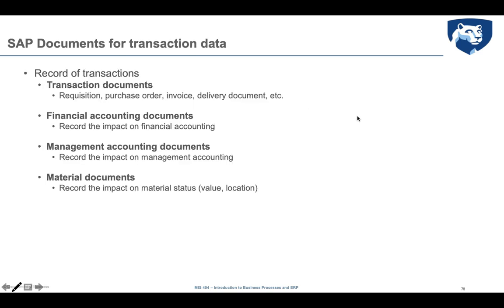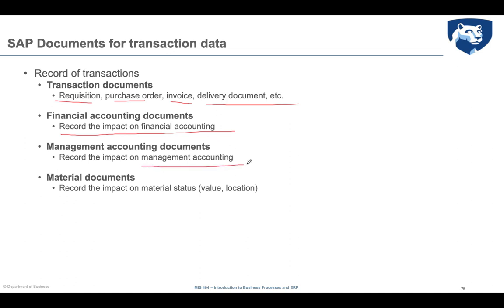Examples of transaction data: transaction documents are all transaction data, like purchasing requisition, purchase order, invoices, delivery documents, which are all documents generating transaction data in SAP. All the financial accounting documents and all the transactions that impact financial accounting, for example, buying a new asset, generate transaction data because they generate a financial accounting document.